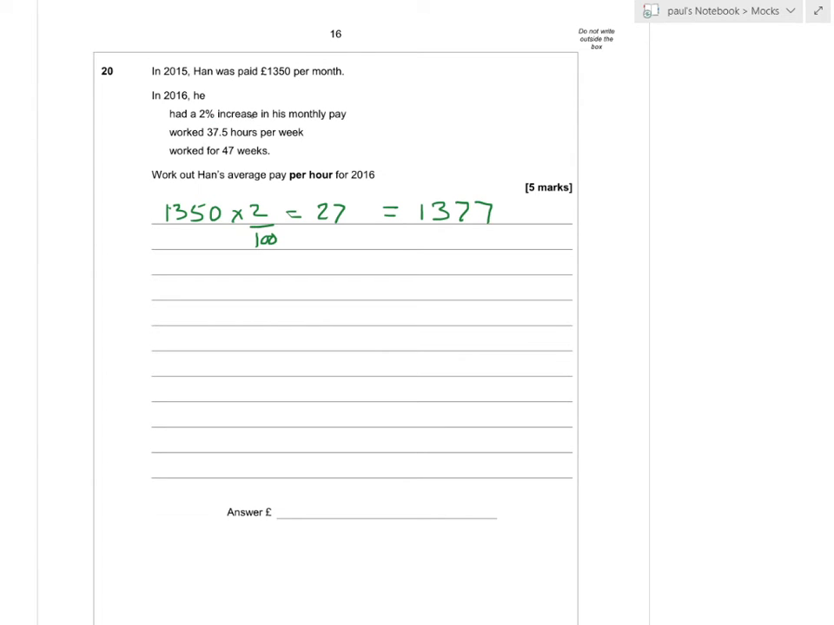Now, let's do it for a year. 1377 times 12 is equal to 16524. Now he works for 47 weeks, so 16524 divided by 47 weeks equals 31557.